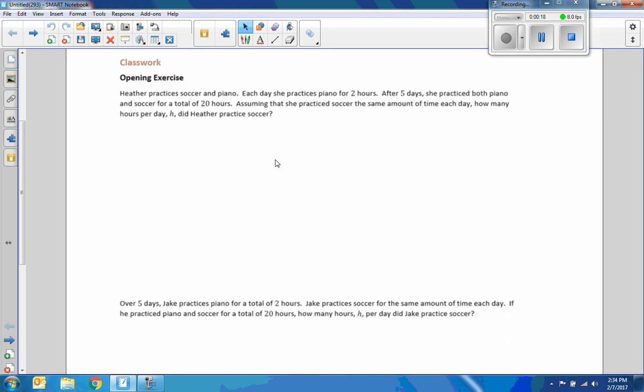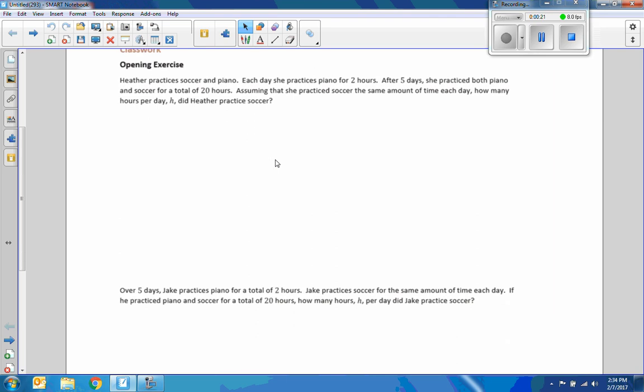Okay, classwork, opening exercise. Heather practices soccer and piano. Each day she practices piano for 2 hours. After 5 days, she practiced both piano and soccer for a total of 20 hours. Okay? For 5 days, total of 20 hours. Assuming that she practiced soccer the same amount of time each day, we already were told that each day she practiced piano for 2 hours. It says how many hours per day, H, did Heather practice soccer?